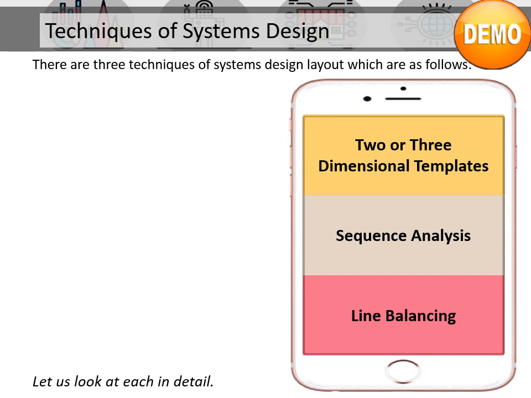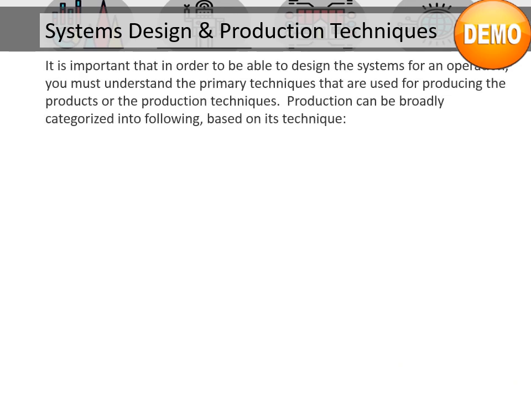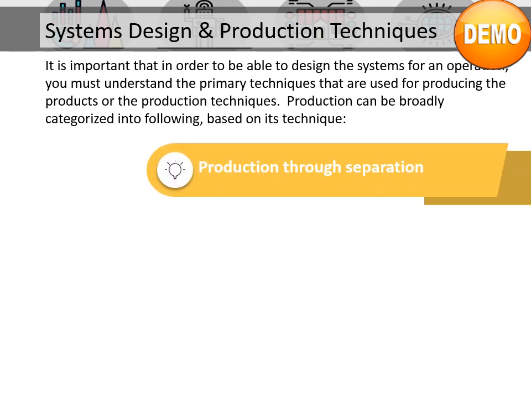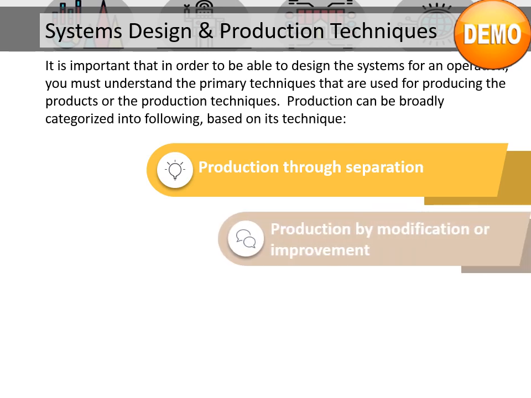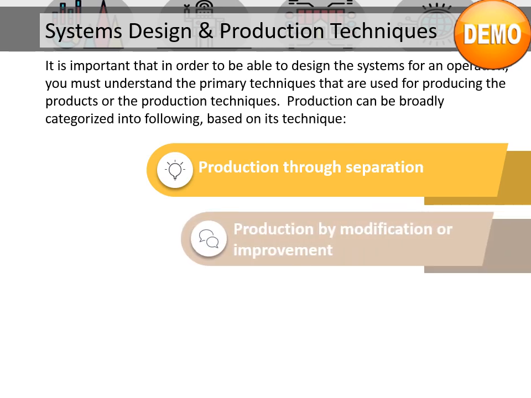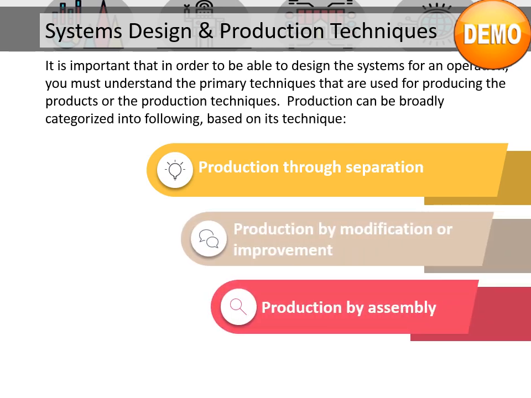Systems design and production techniques. It's important that in order to be able to design the systems for an operation, you must understand the primary techniques that are used for producing the products, or the production techniques. Production can be broadly categorized into the following based on its technique: production through separation, production by modification or improvement, production by assembly. Let's look at each one of them in detail.